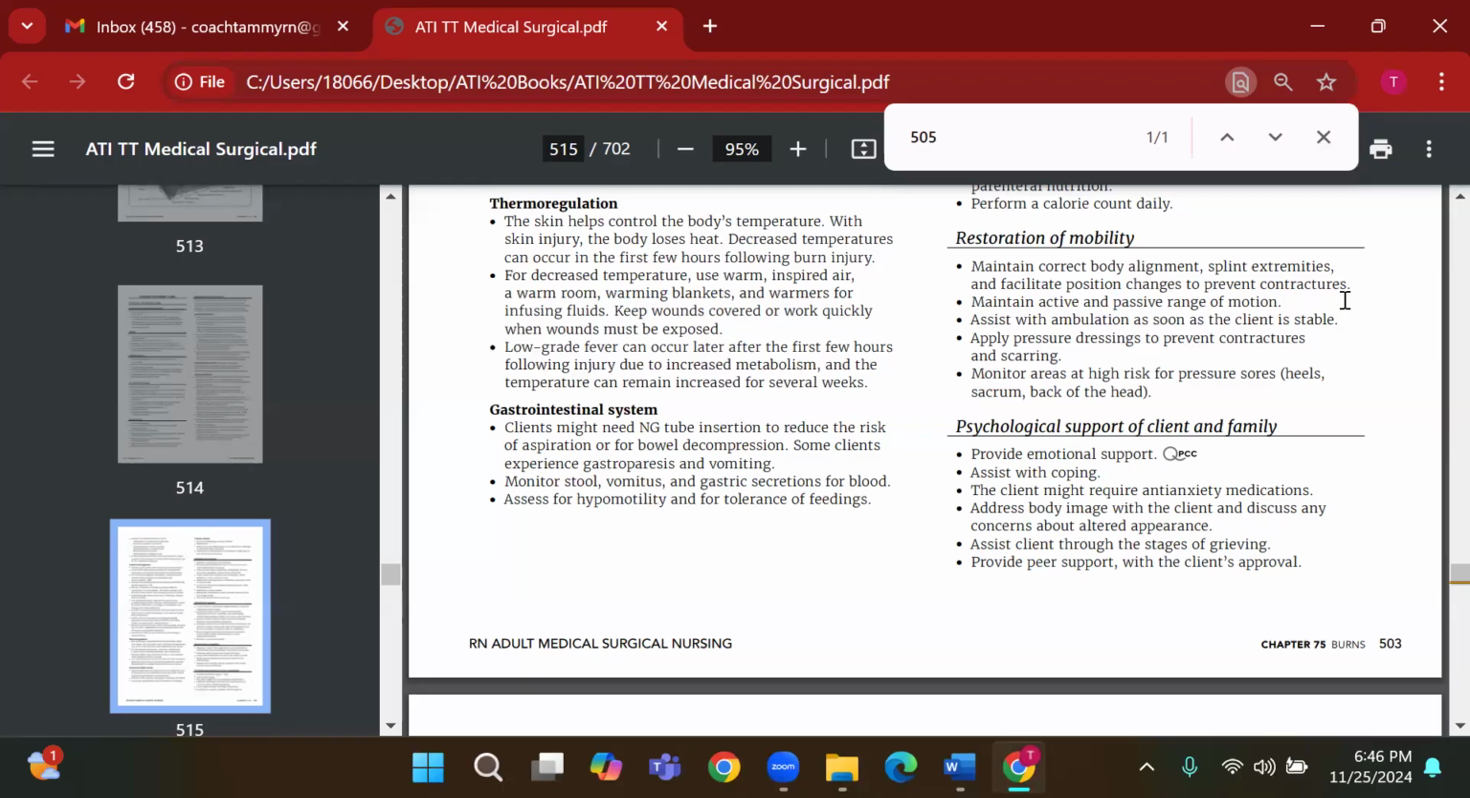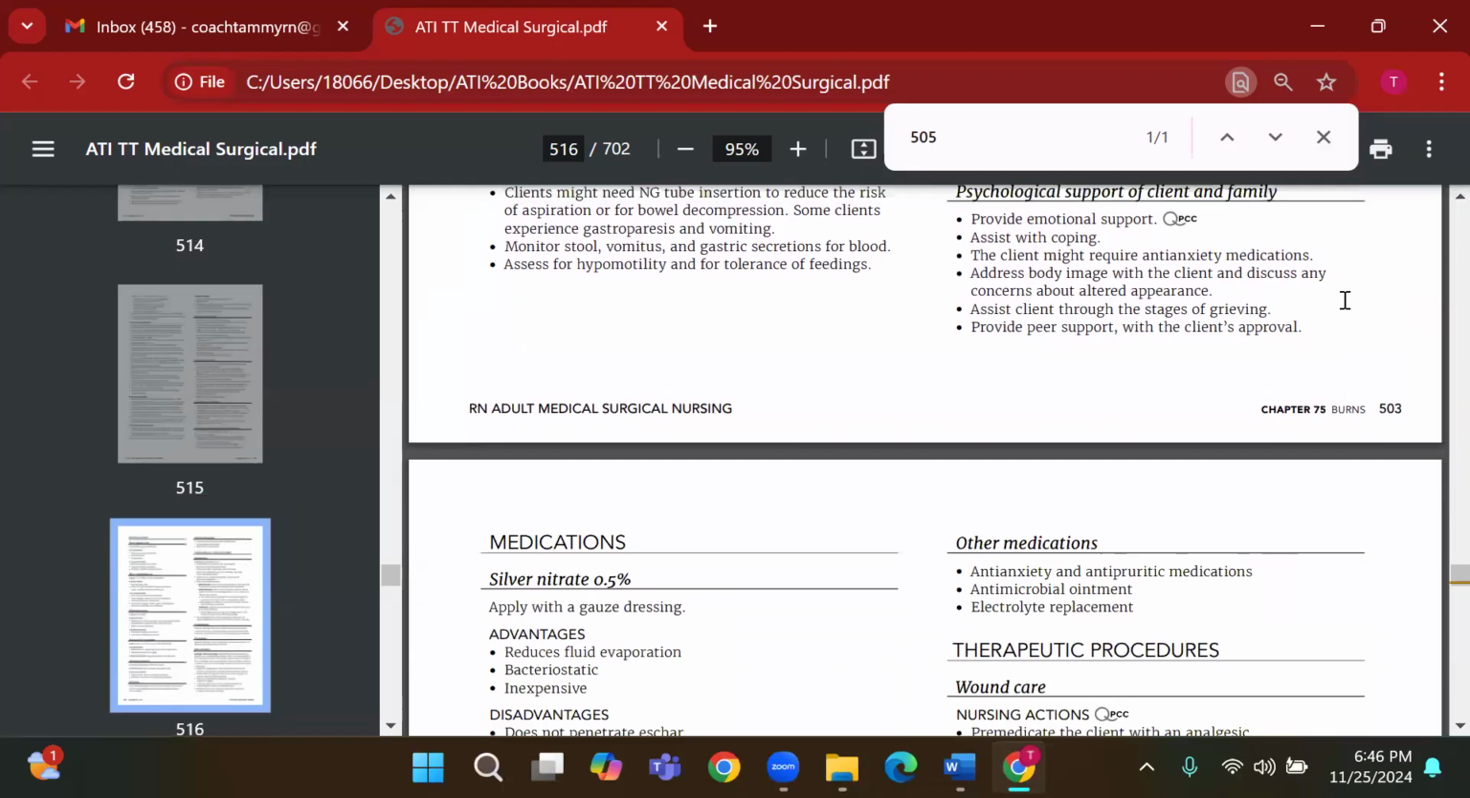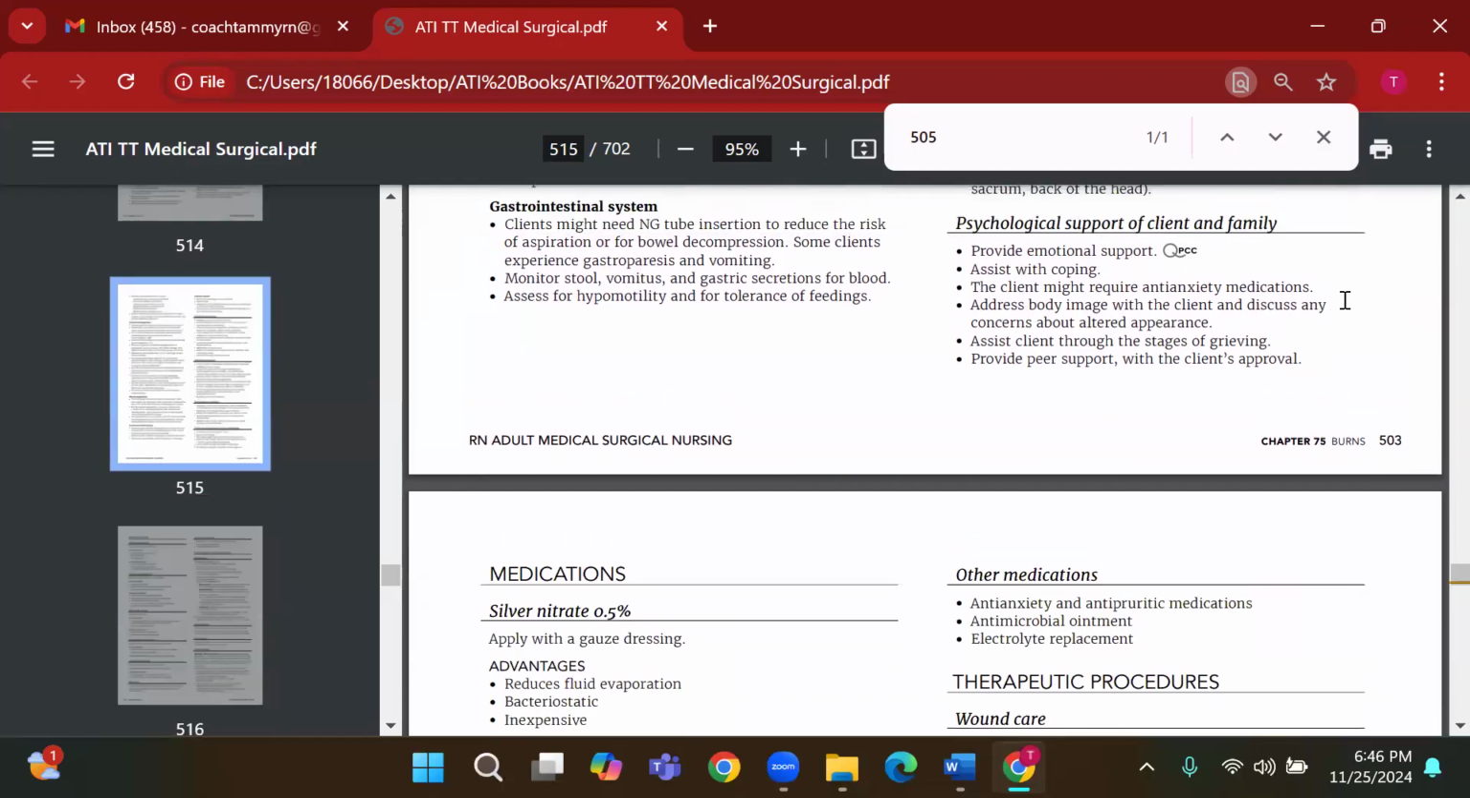I don't know if any of you have ever seen a pressure dressing like on an arm of a patient who's had a burn. There's like a tight, almost looks like a Ted hose sleeve that they put on their arm. And that keeps everything from contracting and being stiff. And then we've got to watch pressure sores. So I think that you wouldn't have any problem guessing that we're going to have to support the patient and the family when there's a severe burn.